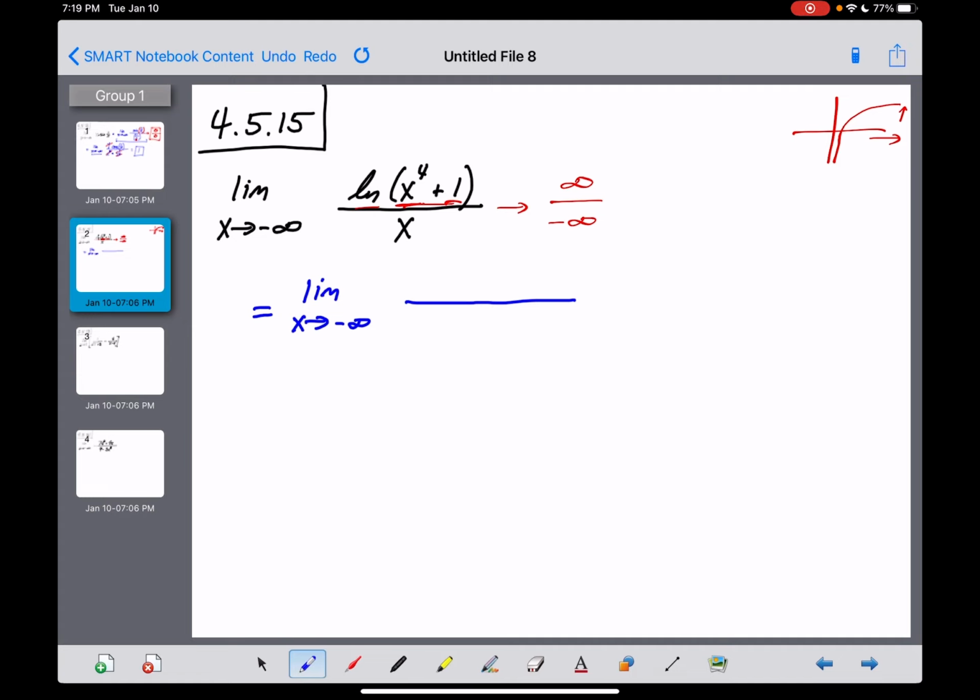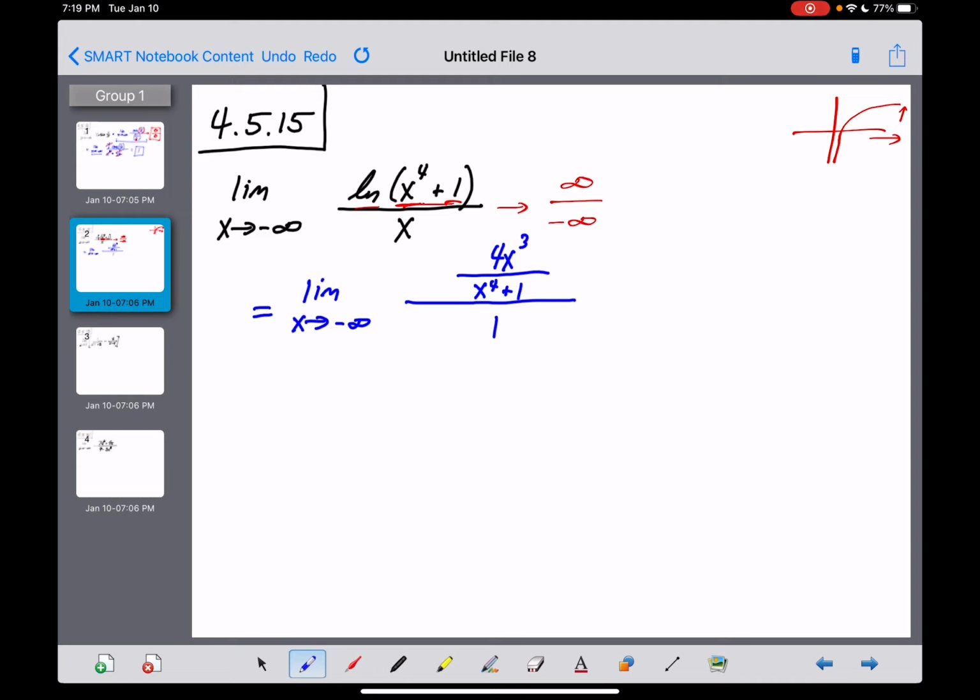How do we take the derivative of our numerator? Natural log of a quantity. So the derivative of natural log of a quantity is 1 over whatever that quantity is, x to the fourth plus 1, and then multiplied by the derivative within. So I didn't put a 1 over the top because I knew we were going to multiply that by a 4x cubed to take the place of that 1. So that's the derivative of our numerator. The derivative of our denominator is just 1, which means I probably could have ignored that.